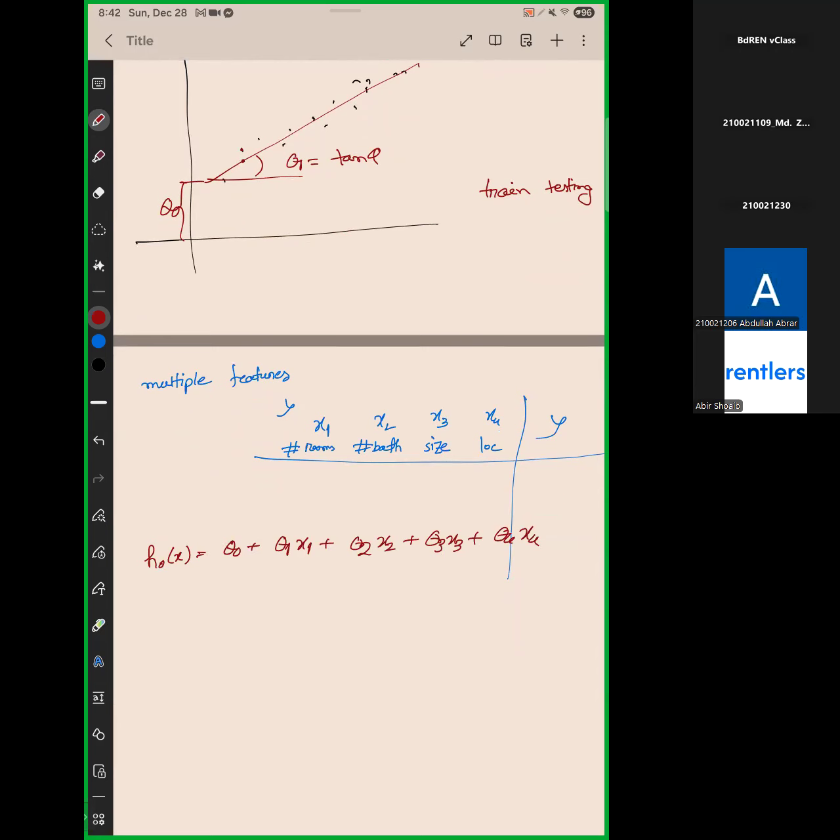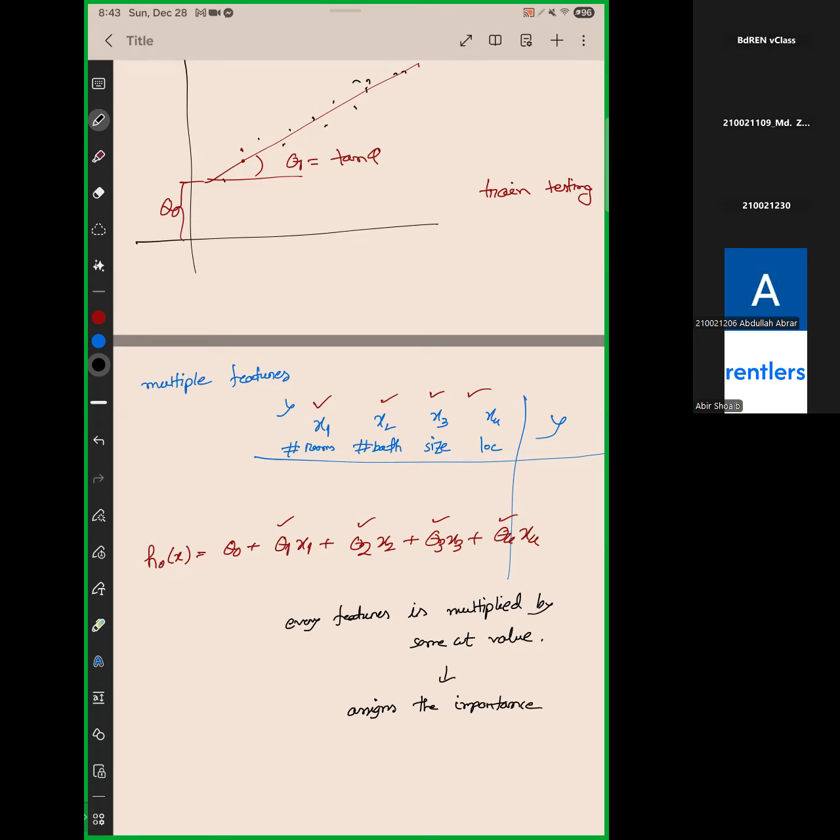Okay? Everyone, you see every feature that we have is multiplied by this coefficient value, the weight value. In other words, every feature is weighted. Every feature is multiplied by some weight value. So what does this weight do? It assigns importance to a particular feature.